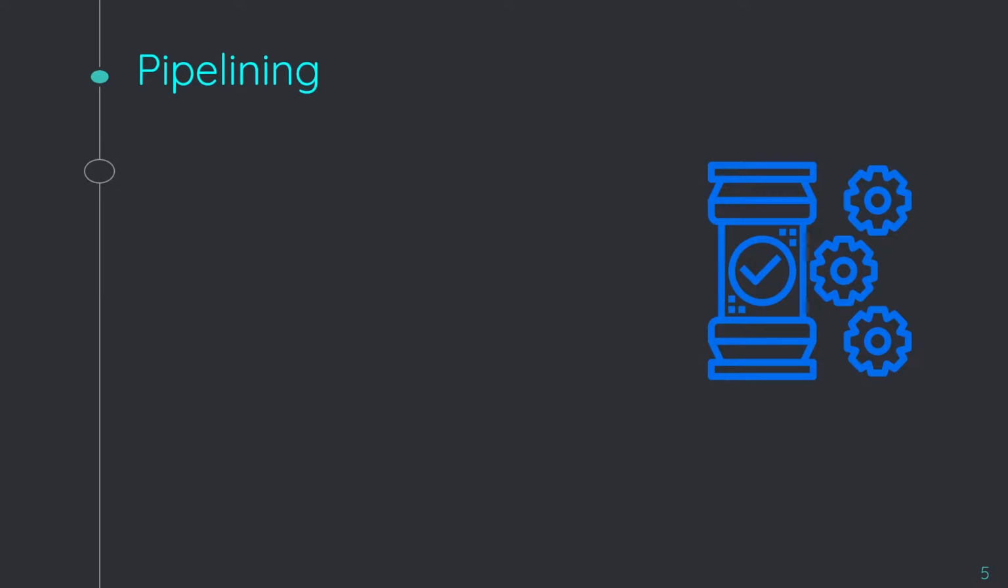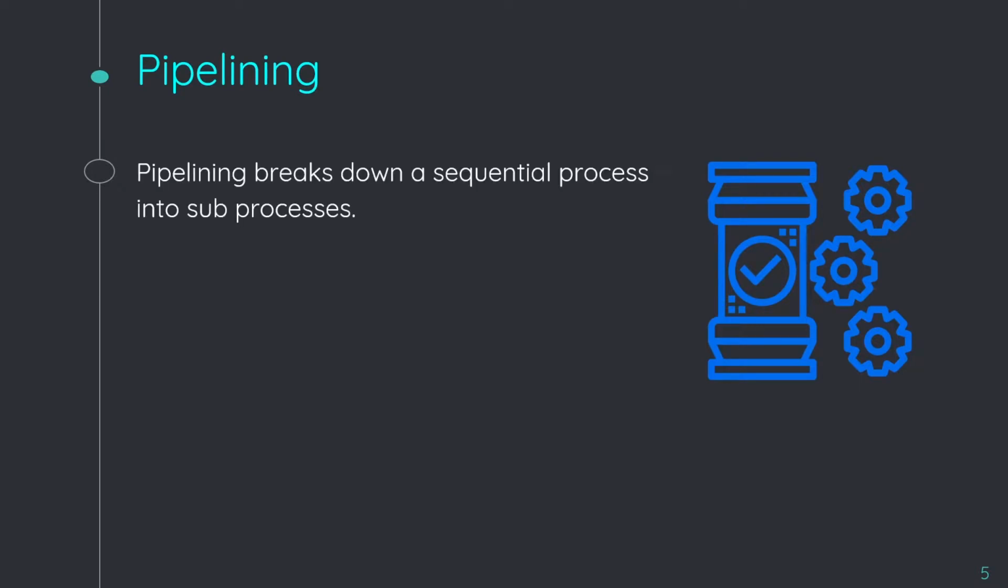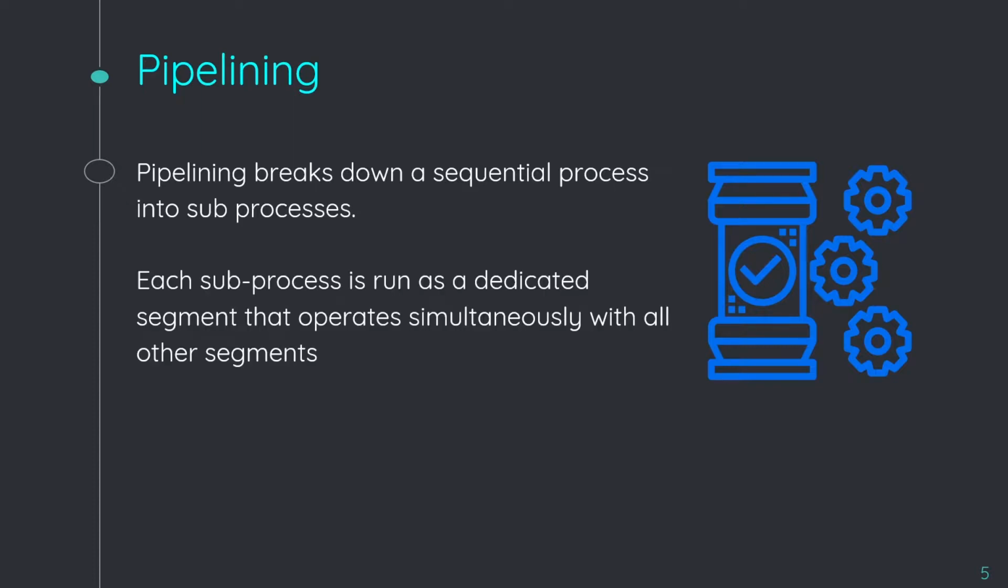So what pipelining does is it breaks down a sequential process into subprocesses. Each subprocess is run as a dedicated segment that operates simultaneously with all other segments.